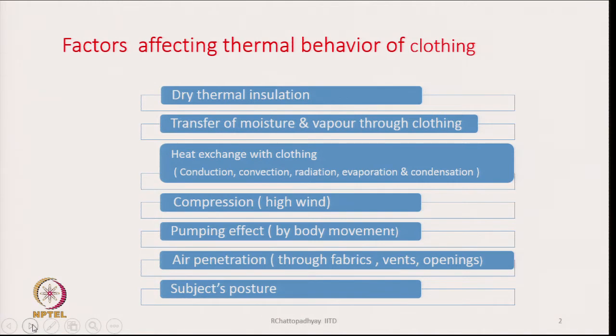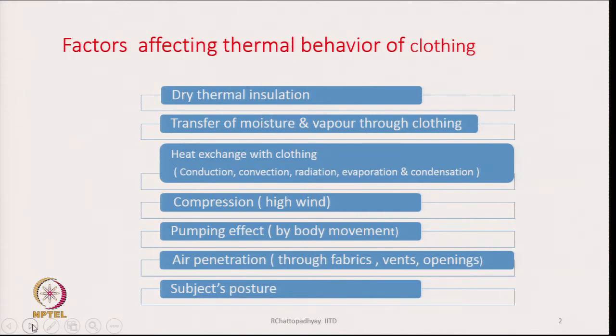In wet state, the clothing insulation value will change, because we all know that water is a good conductor of heat. So, that will change the insulation value of their clothing. So, dry insulation is important. The second is transfer of moisture and vapor through the clothing.